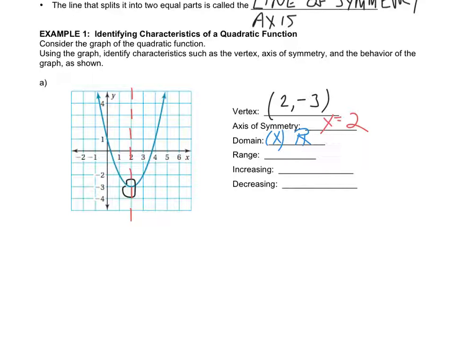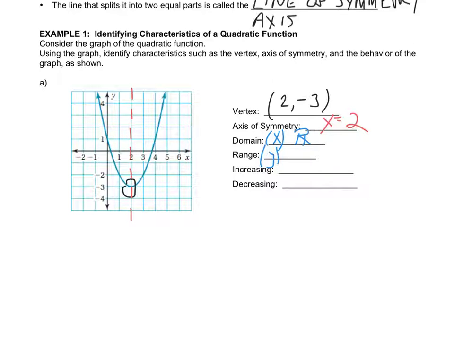The range, remember, those are our y values. So looking at my graph, what are the y values for all these points that we're seeing here? What are all the y values going to be? Now we certainly can see things at -3, at -2, at -1, at 0. These arrows mean it's going to keep going upwards.